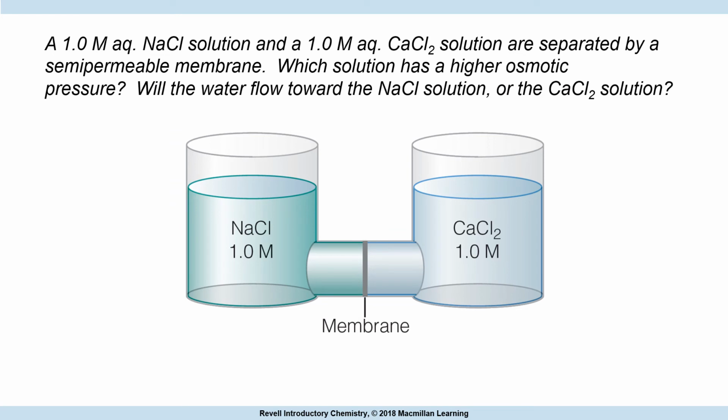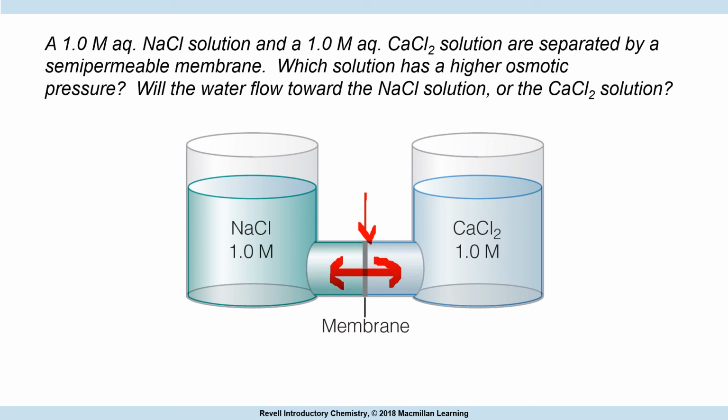Okay, let's take a look at a question here. We have a 1 molar aqueous sodium chloride solution and a 1 molar aqueous calcium chloride solution separated by a semi-permeable membrane. Which solution has the higher osmotic pressure? So this is the semi-permeable membrane in which only water can move back and forth.